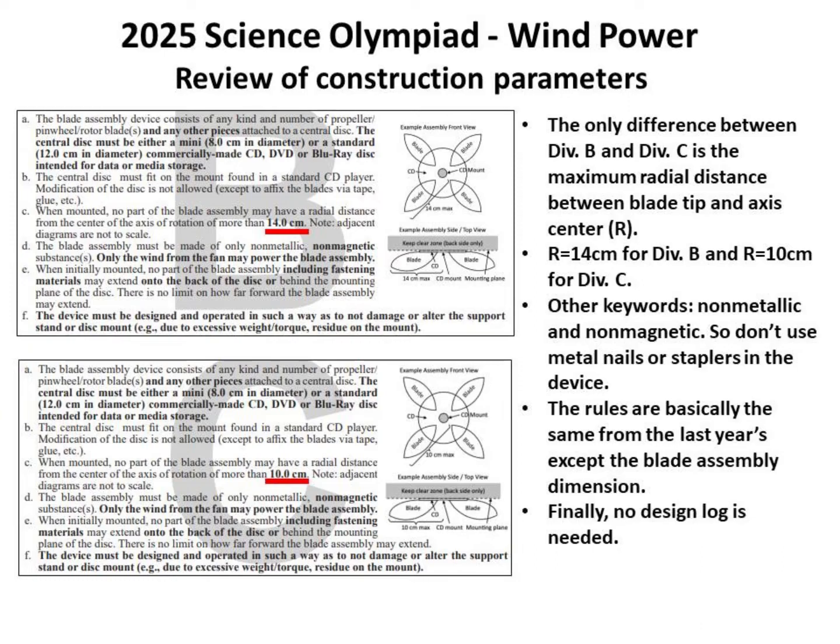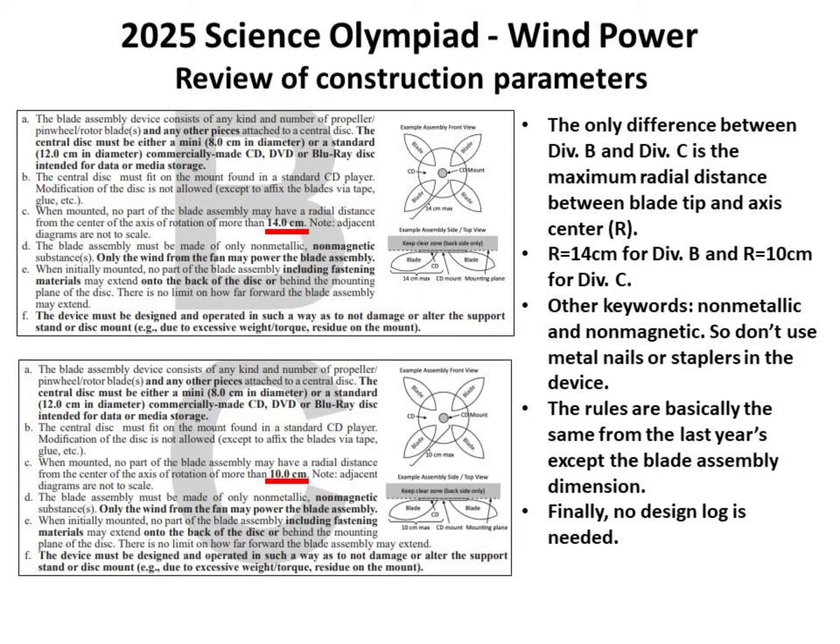Okay, so first, let's quickly review the 2025 wind power event rules. Here you can see the list of rules, and actually the only difference between Division B and Division C is the maximum radial distance between the blade tip and the axis center. For Division B, the radius is 14 centimeters, and for Division C, the maximum is 10 centimeters.